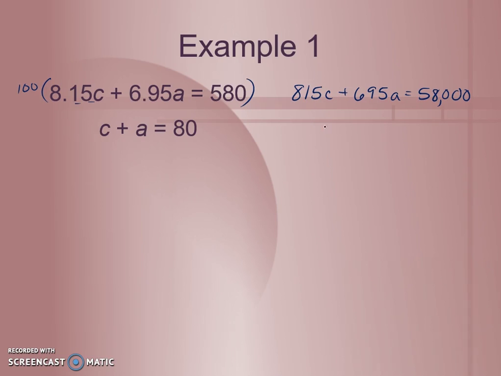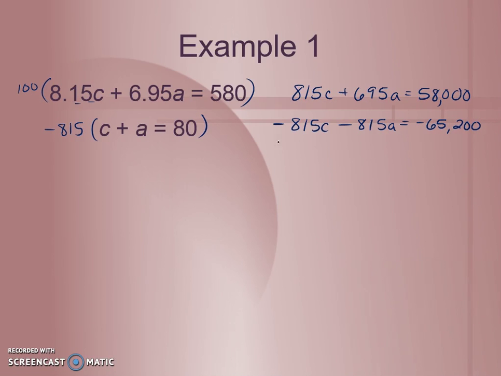And then, in the same step, instead of writing everything back out again, we're just going to say, well, let's use the elimination method. So how can I get rid of my C's? Well, I'll just multiply this all by negative 815, so that they'll cancel out. So we'll have negative 815C minus 815A equals negative 65,200.